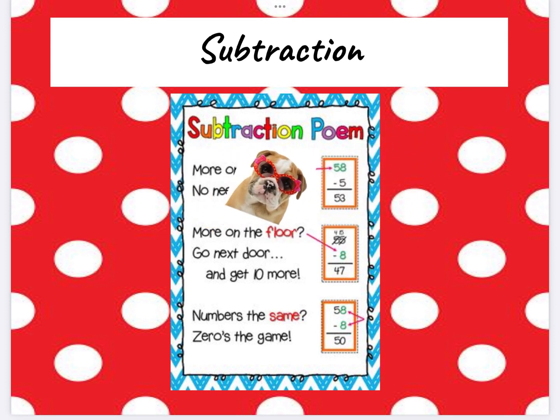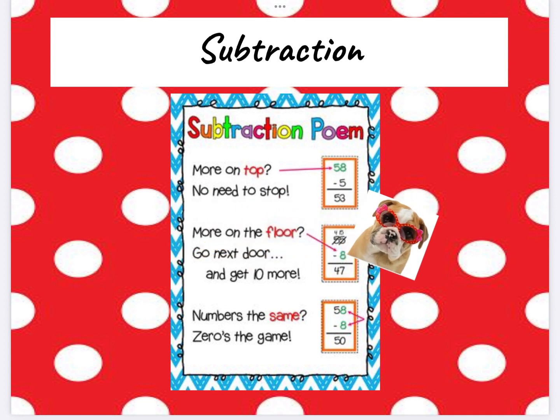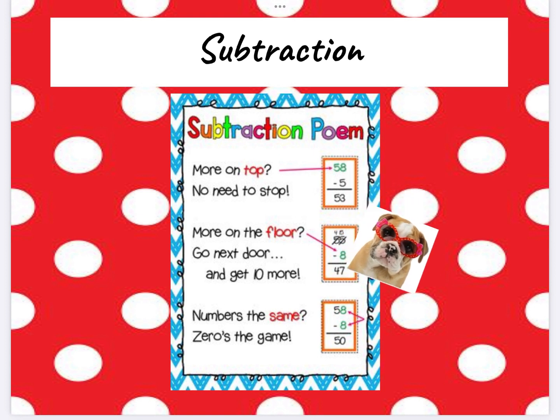More on the floor, go next door and get 10 more. So if we have 5 taking away 8, there's more on the floor. So we have to go next door, take 1, give 10. So once we've regrouped, we can go ahead and subtract.